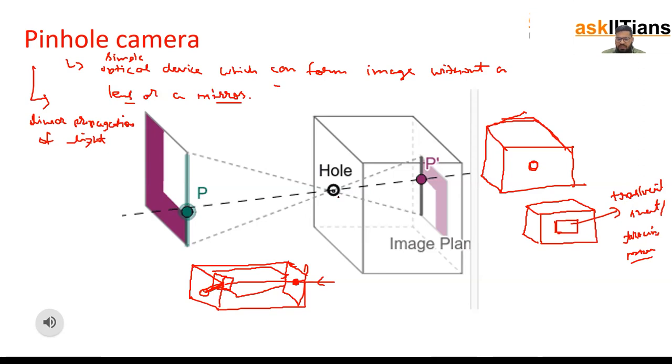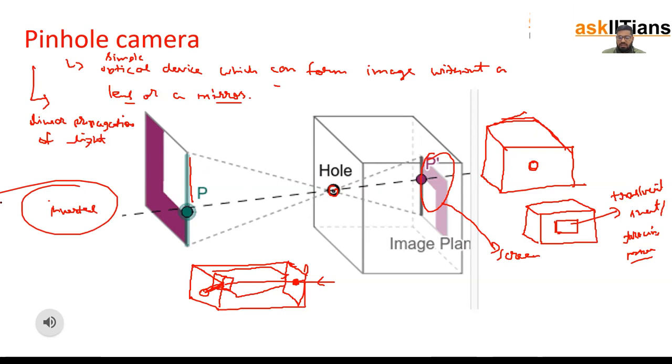So you can see an image like this. If you can see, this is a hole and this is a screen. This is the screen of the square cut. So you can see an image has been formed here. This screen is the object, and the image of this object is forming on the screen. And one thing you should know, that the image formed will be inverted.